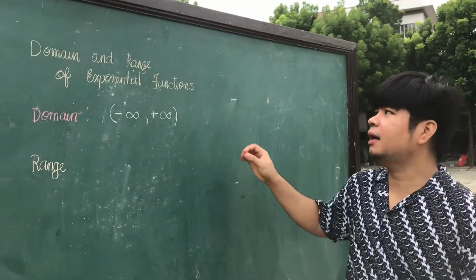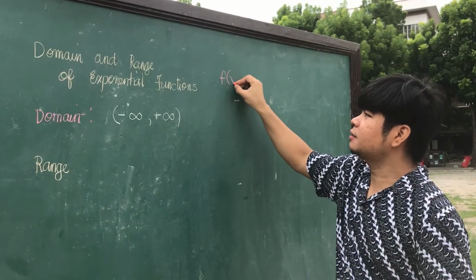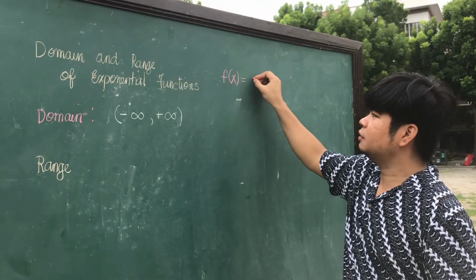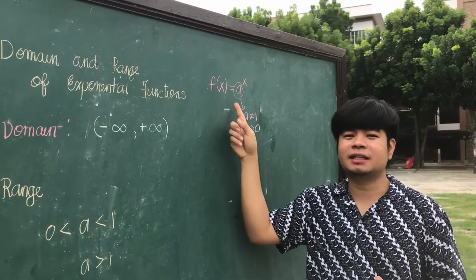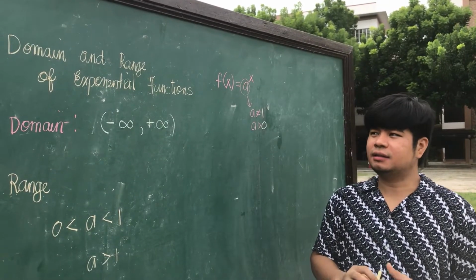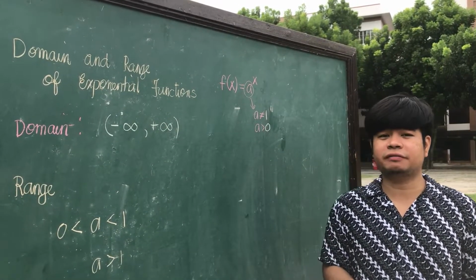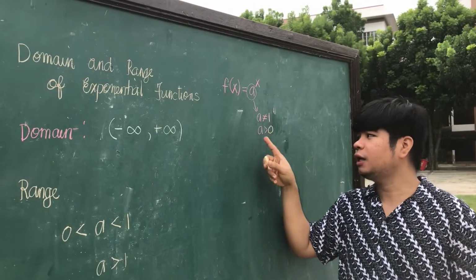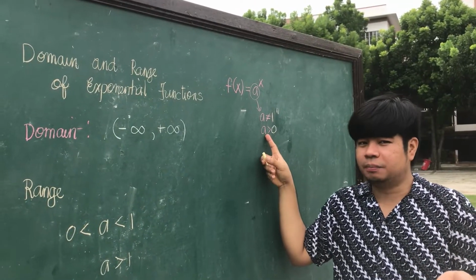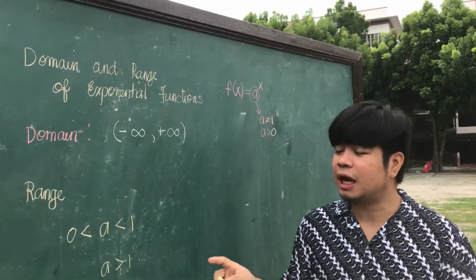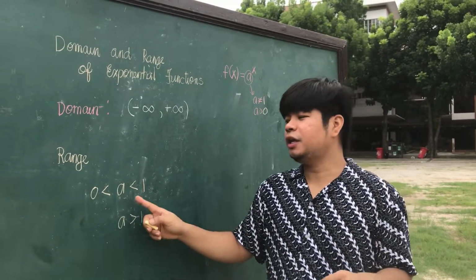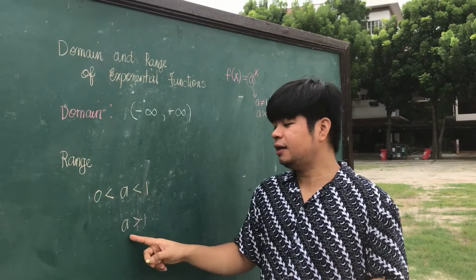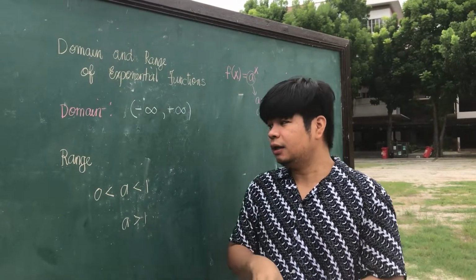We need to understand that f of x equals a raised to x. From f of x equals a raised to x, that is the representation of an exponential function, a here should not be 1 and a must be greater than 0 but not 1. Because of that, we have two possible cases: when a is between 0 and 1, and when a is greater than 1.